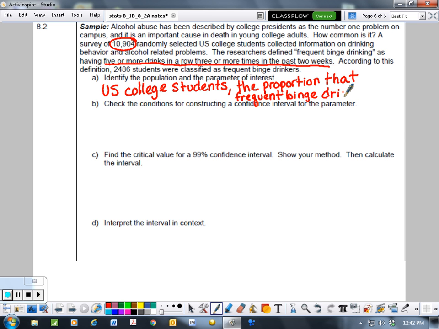And why is it important that they defined that? Because to some people, binge drinking may be getting drunk once a week. Some people it may be 3 times a week. Sometimes 3 times in 2 weeks. And so by putting a definition on that, it gives them kind of a leg to stand on. These people met these requirements, and that's why we decided that they were frequent binge drinkers.